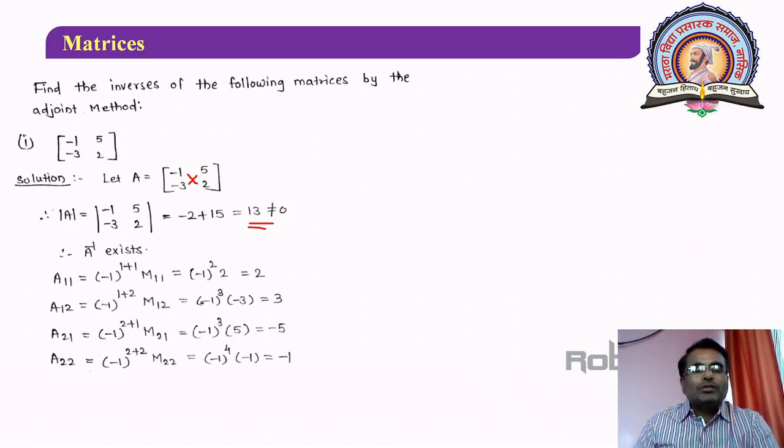These are your minors. I have directly obtained them. So for the first element, what you have to do? Delete this row and this column. So 2 is your minor. It is with a plus sign.